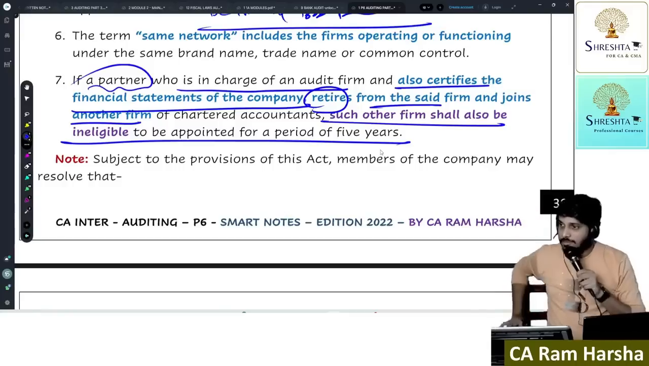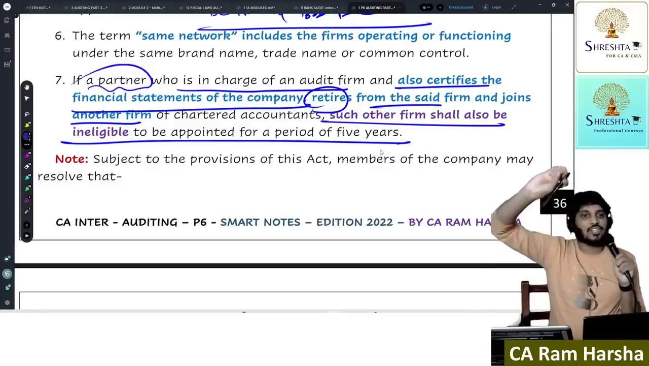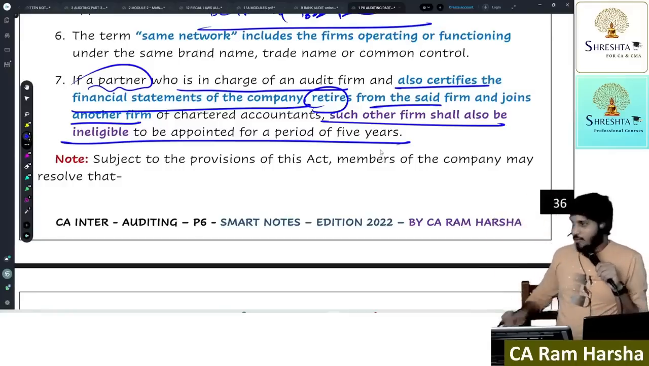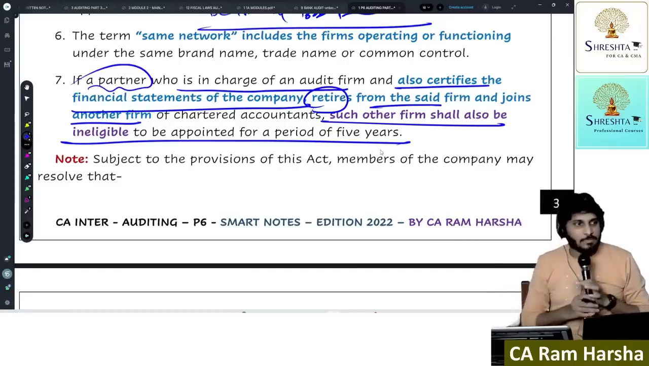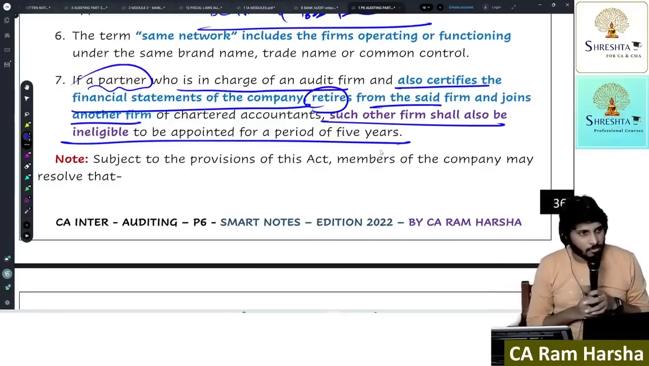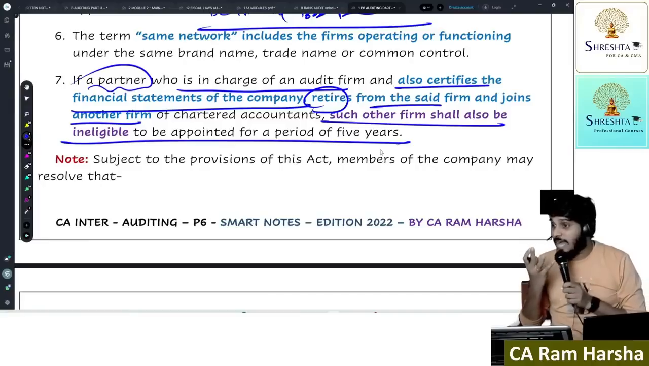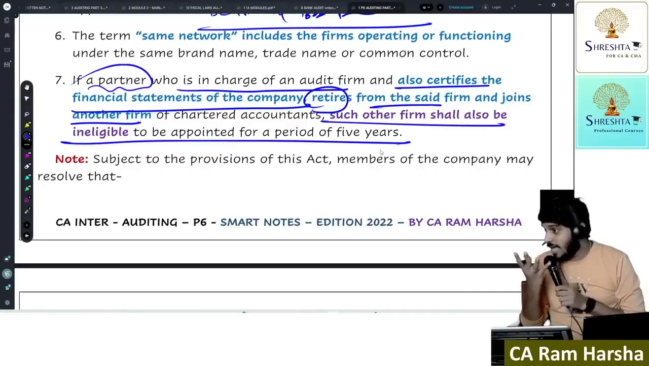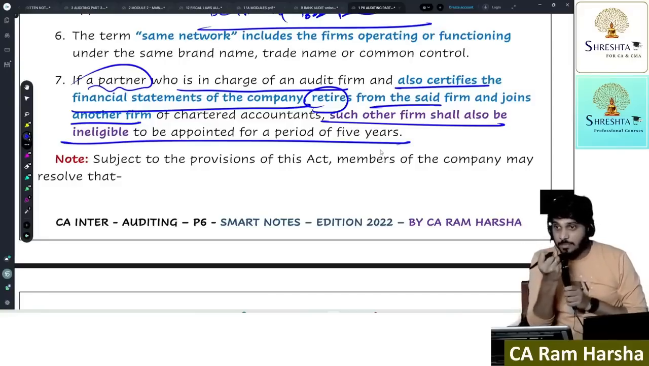Still disqualified. Understand the intention of the law. Here, the provisions on rotation: are the principles inclusive or exhaustive? Principles must be understood as inclusive. Understand the intention of the principle.